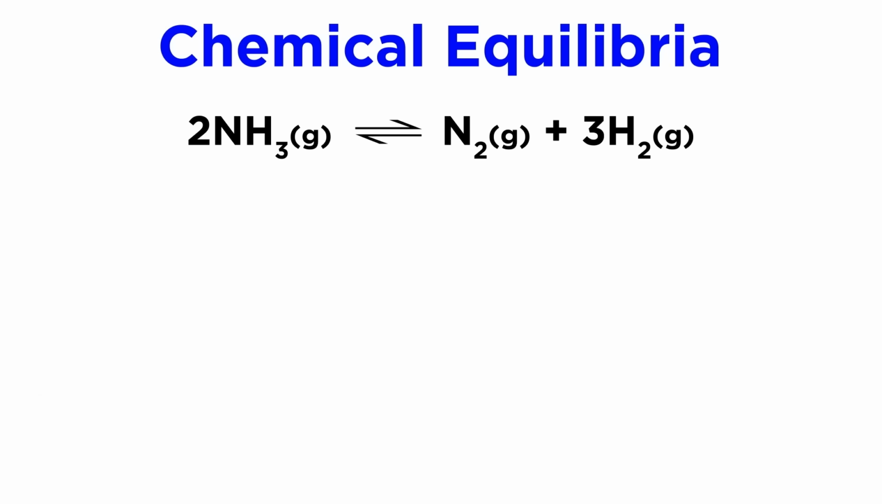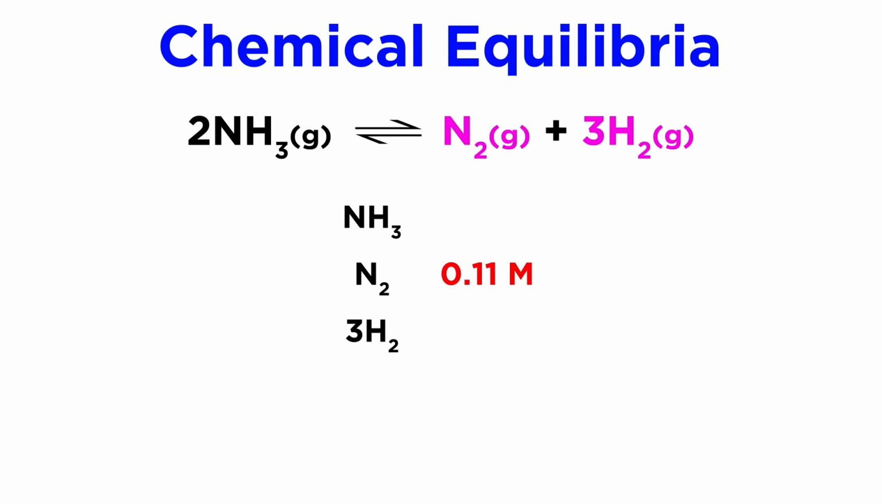Let's use the decomposition of ammonia as an example. Let's say we start with some amount of ammonia and allow it to decompose. We want to be able to keep track of all the concentrations as they change. As a result of the decomposition, the nitrogen concentration increases by 0.11 molar. What would be the increase in hydrogen concentration?